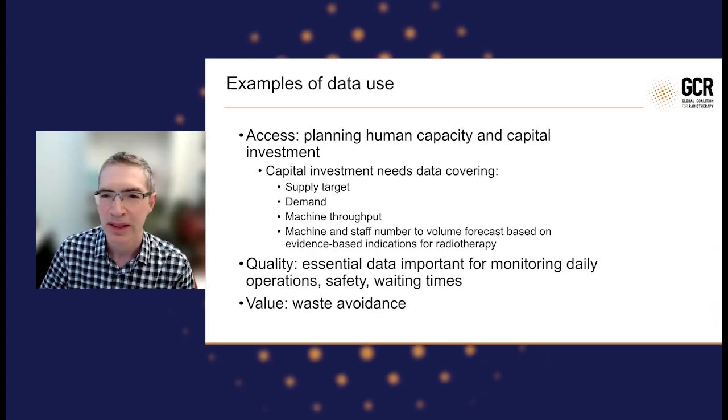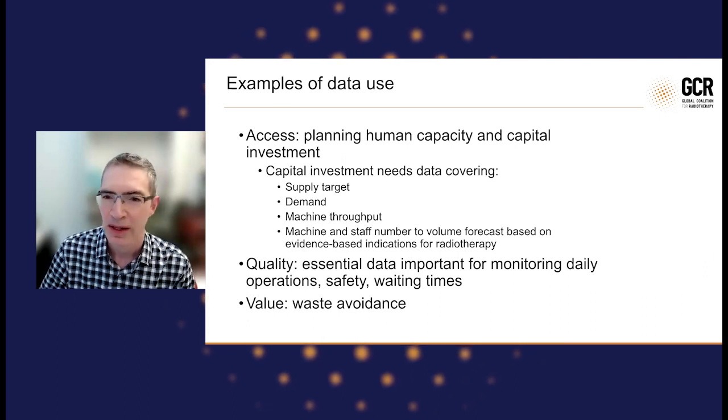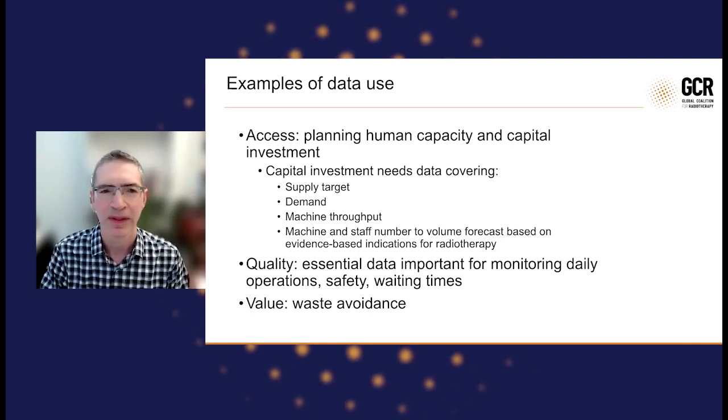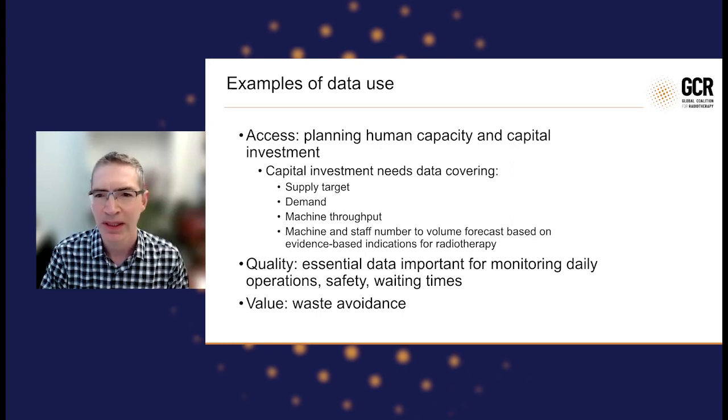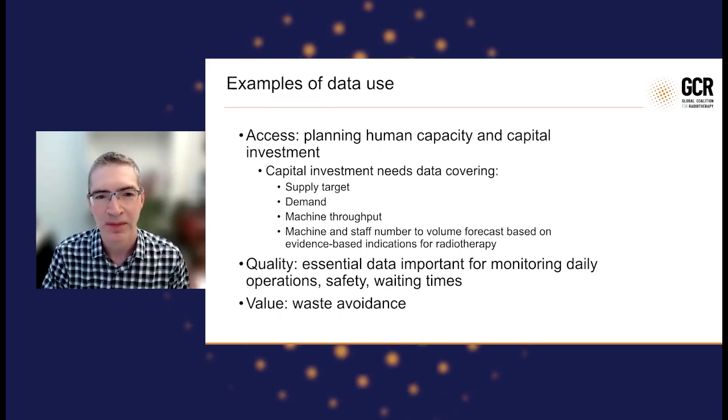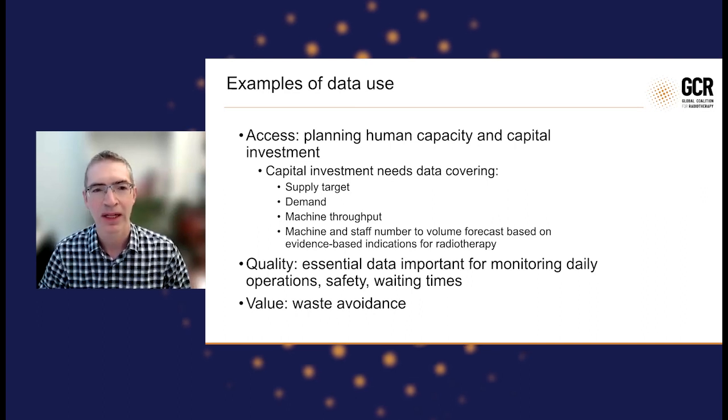So examples of essential data use for access. There are key elements of the data that are crucial for planning human capacity and capital investment. For example, for capital investment, we need data at country level and regional level, with information on supply targets, demand, machine throughput, and machine and staff numbers to volume forecast.